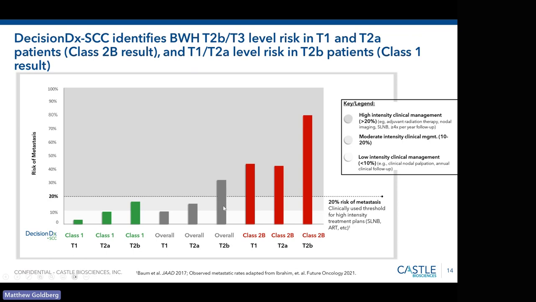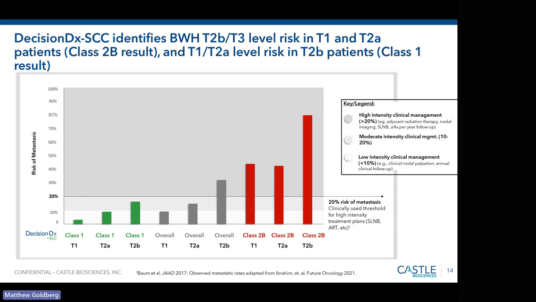Specifically, addition of GEP identifies patients with a class 1 result who fall below the threshold, here on the left, and patients with a class 2B result who rise above the threshold across all tumor stages. Because DecisionDx-SCC provides independent risk stratification, the addition of GEP results can identify patient populations that are not found by clinical and pathologic factors alone that have a higher or lower risk of metastasis than would be predicted by their stage alone.